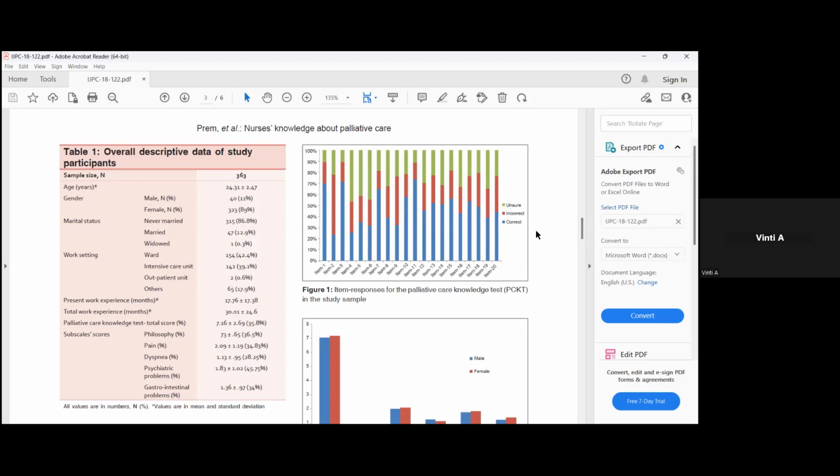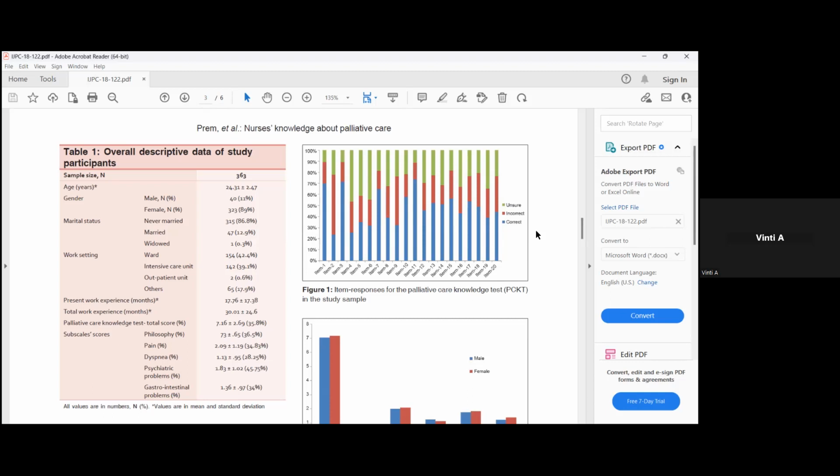Right? So here, where it is in percentage, it says all values are in number and percentage. So male 40, but the percentage of males was 11% and the female was 89%. Never married, 315 was the sample. 86.8 was never married, 12.9 married. Widowed was 0.3%. So this is how they have described it.